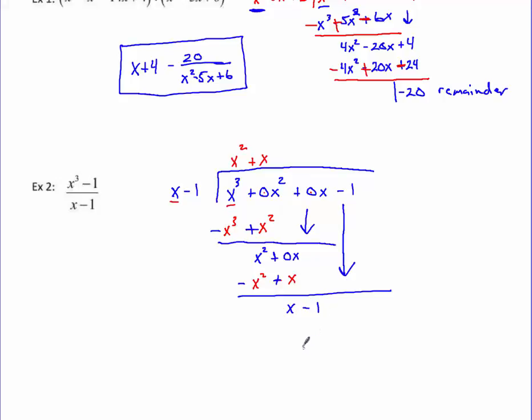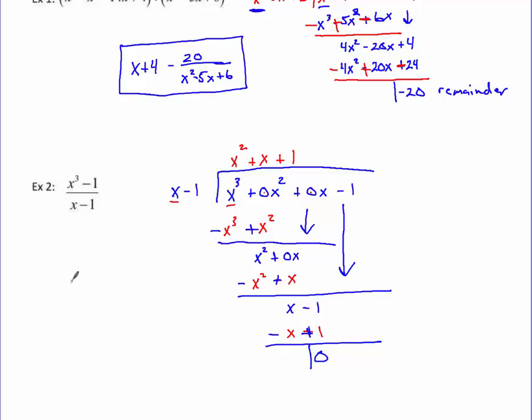So minus 1. And then I ask, what do I need to do to this x to get an x? And the answer is multiply it by 1. So now I do 1 times x and 1 times negative 1. Then I come through here with a minus sign and I switch every sign. Add it up. x minus x is 0. Negative 1 plus 1 is 0. So that is my remainder. I have a remainder of 0.